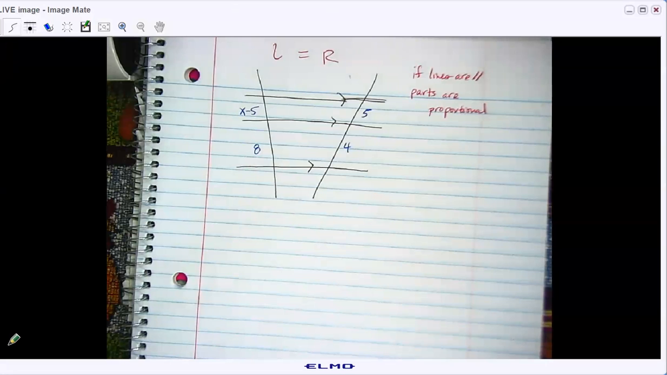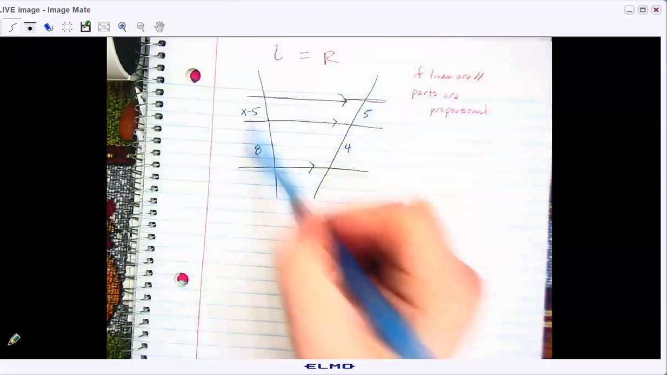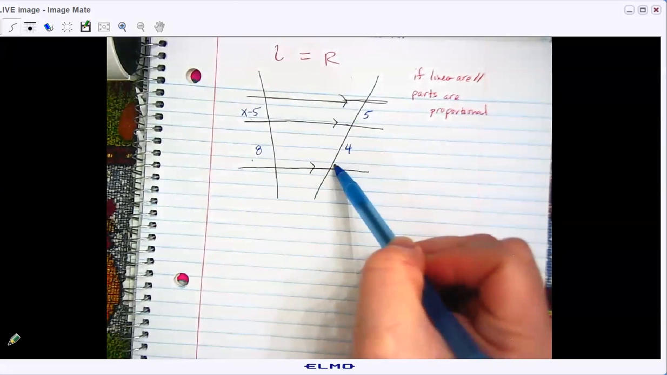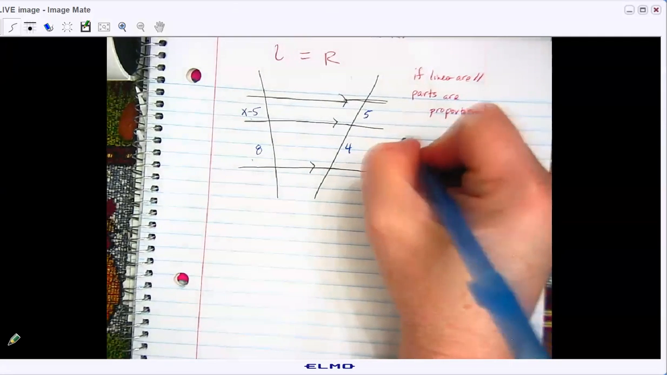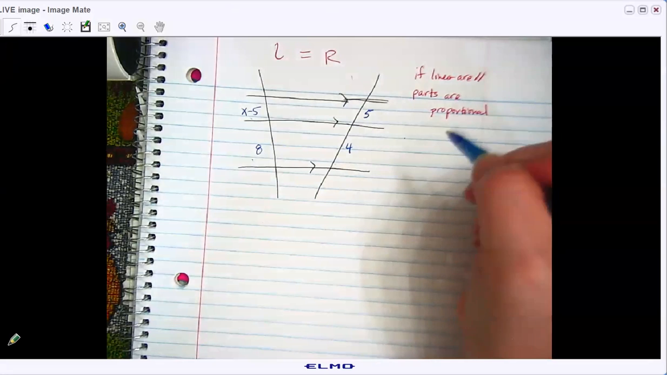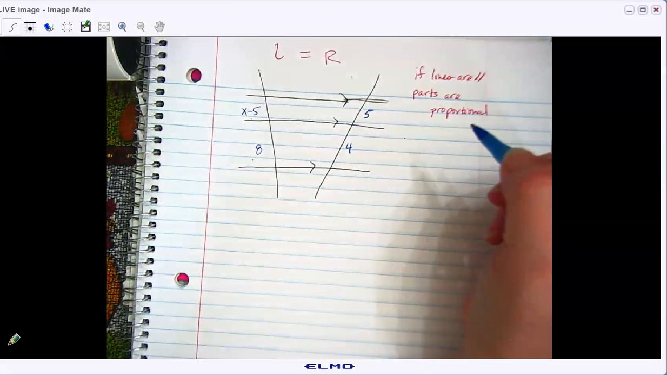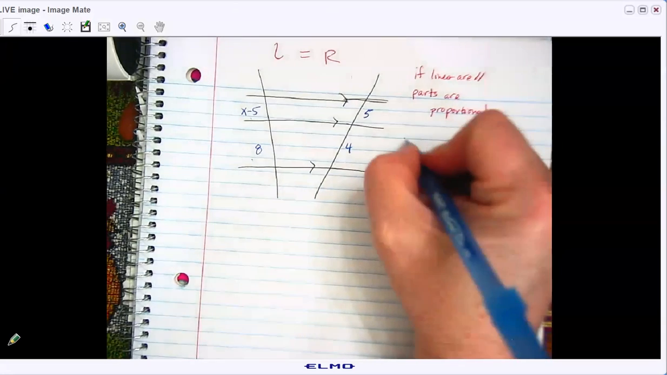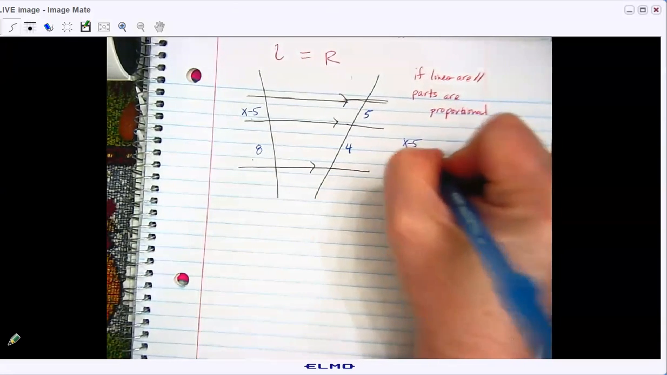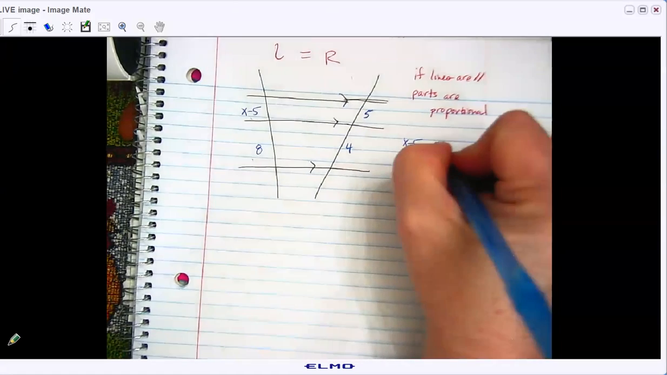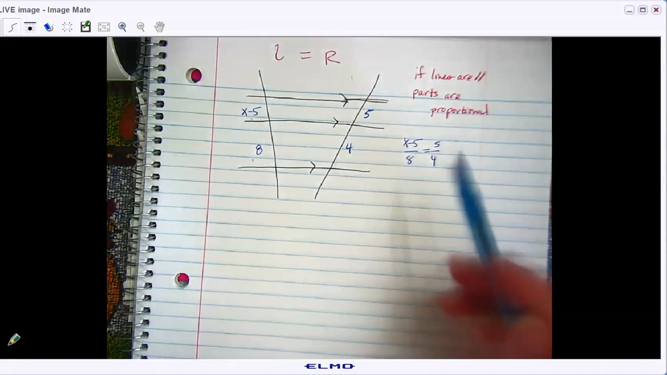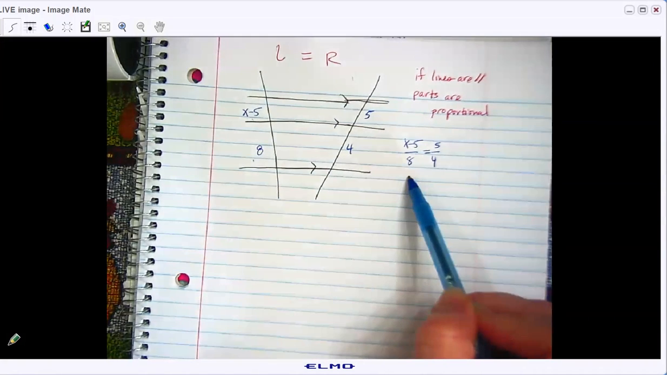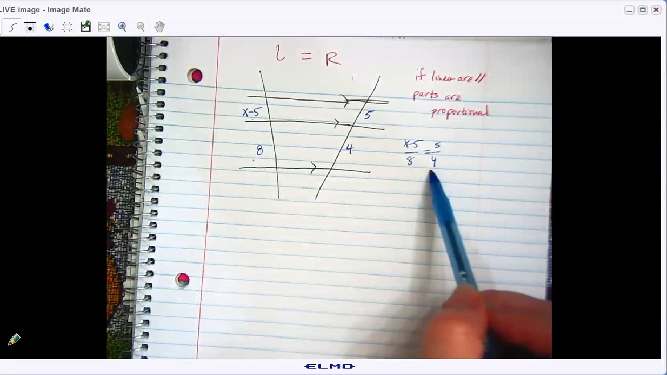Okay, so let's see if you were right. I'm going to use top over bottom equals top over bottom. Just keep it simple. I know where I think you got the 10. So we do x minus 5 over 8 is equal to 5 over 4. Notice there's no variables in my denominator, so there would be no restrictions on this answer.